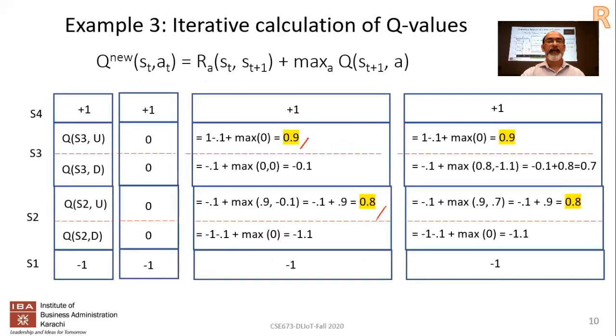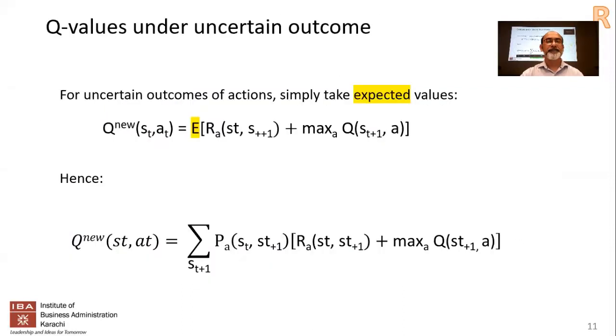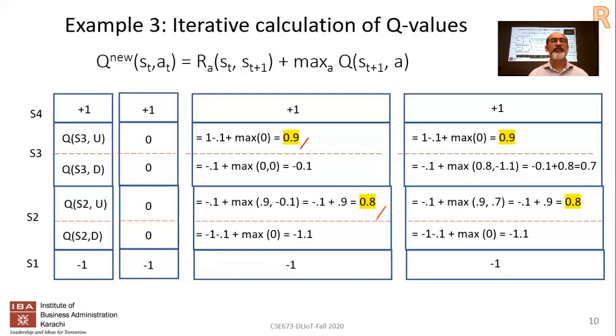Okay. And then we looked at this example of the iterative calculations of Q values. And then we also started looking at what would happen if you had uncertain outcomes. We simply said that you could take the previous value of Q, which was based on the following equation, the reward plus the maximum value of Q in the next state. And if you have uncertainty, then all you do is simply put an expected value over here. So both of these would become probabilistic.